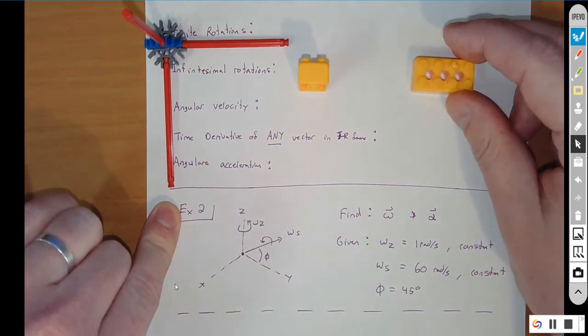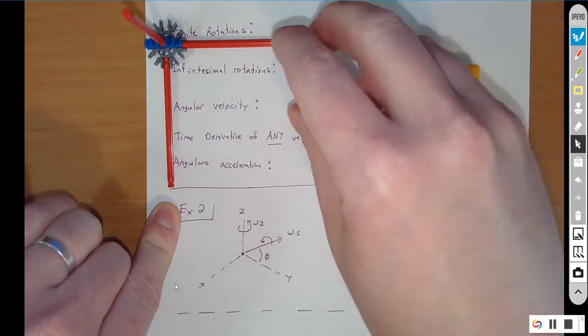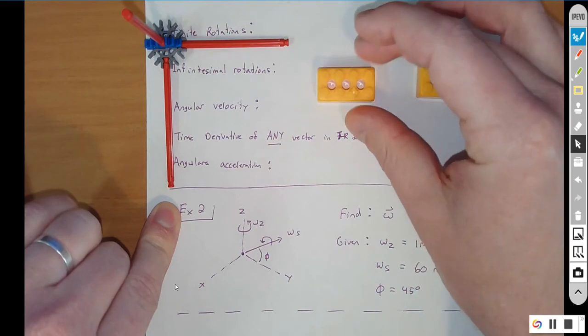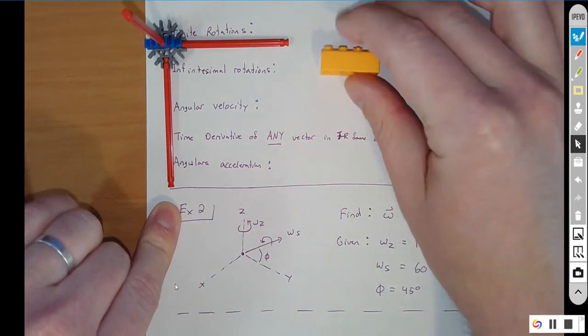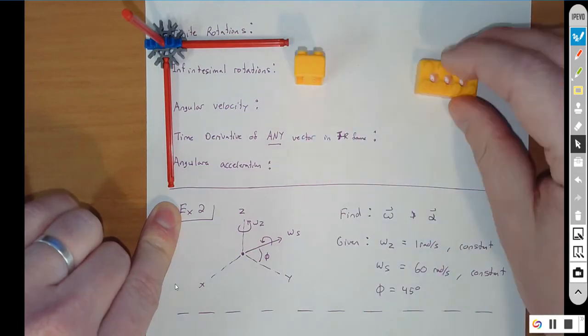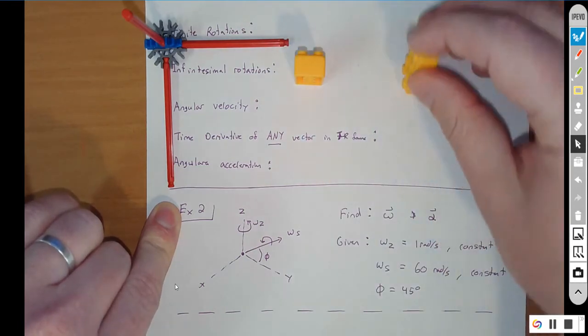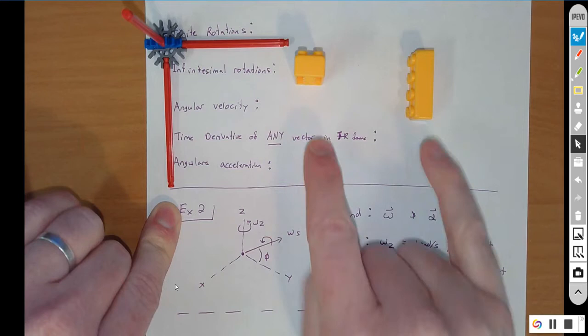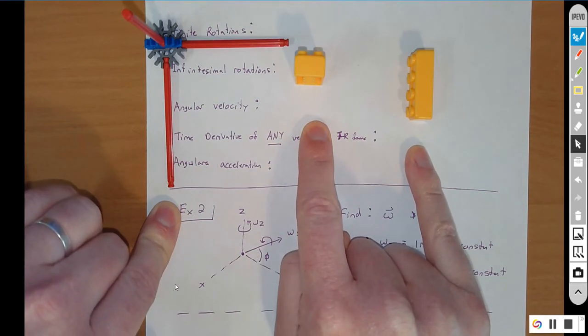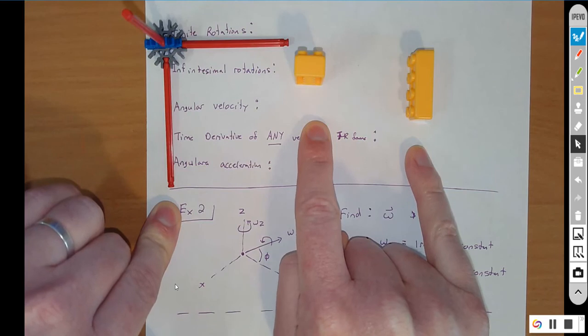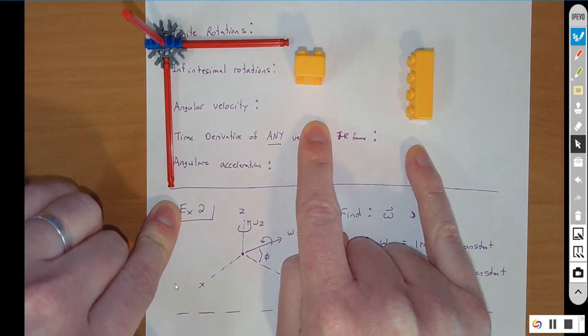So they start in the same orientation. Let's prove it. Same orientation, go forward, go left. In this case we'll go left and then we'll go forward. So we notice that they end up in different final orientations. That's because finite rotations are not vectors. They don't just add up and end up in the same point.